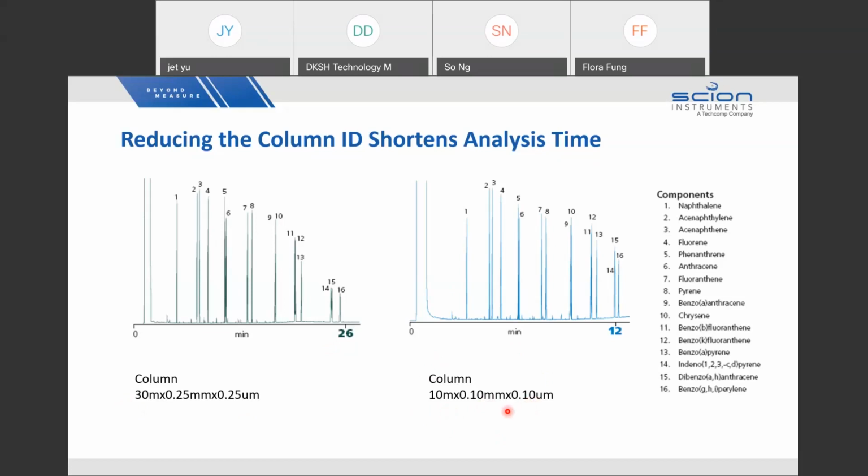Basically, when you change the column length, the column ID and the film thickness will also be changed at the same time. It's seldom that you just shorten the column while the other two factors remain unchanged. Usually they change at the same time in order to achieve much faster analysis or much better efficiency.